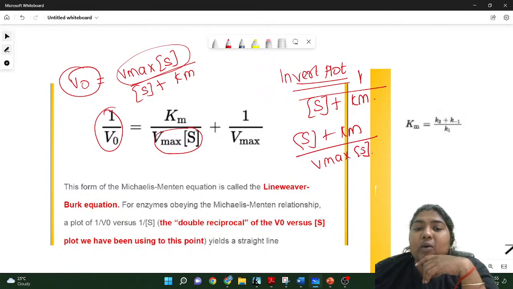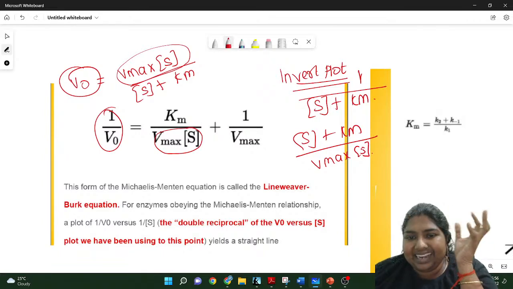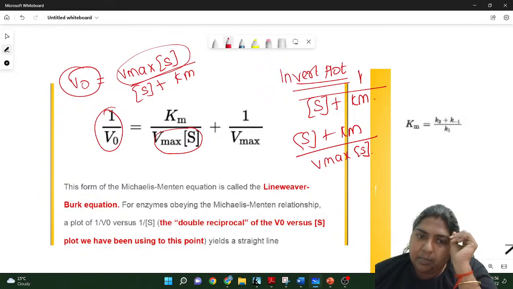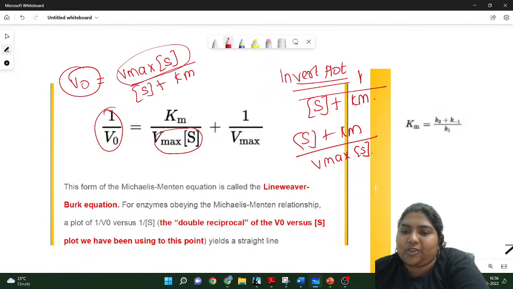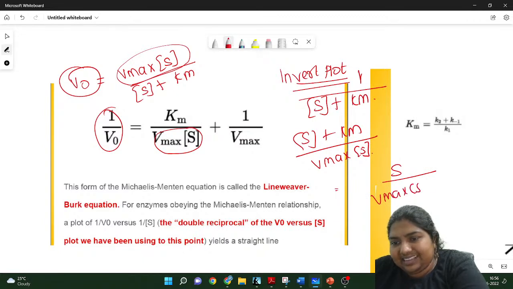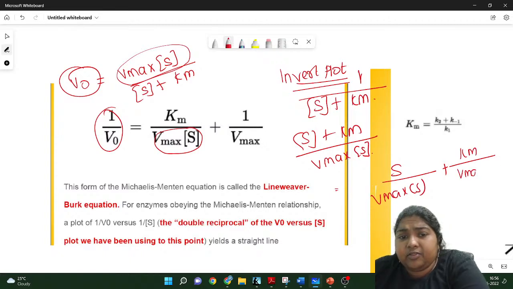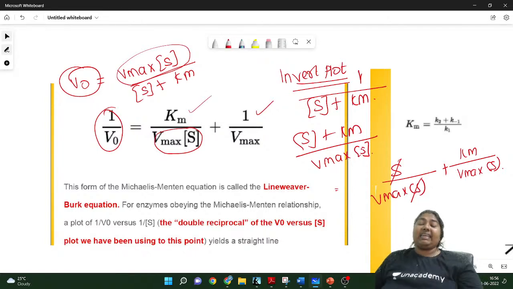Now you take this as a denominator and work on it. Then you will get 1 by V naught is equal to Km by V max into S plus 1 by V max. How did you get it? Simple solving: S divided by V max into S plus Km divided by V max into S. S and S get cancelled. So this becomes 1 by V max plus Km by V max into S. Got it? This is what is called the invert plot.